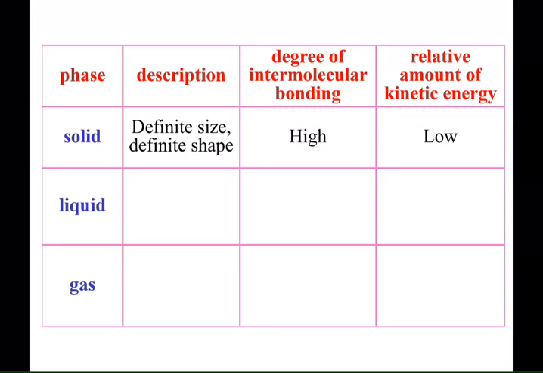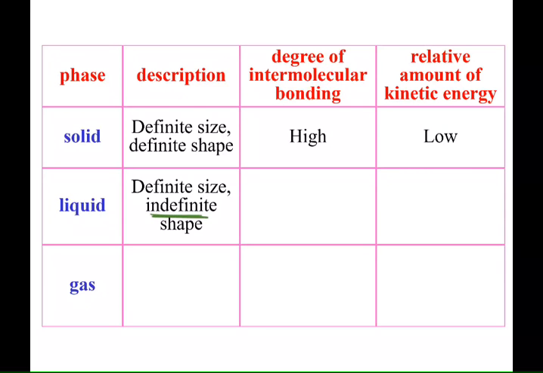So what would we say about liquids? Well, a liquid's size is stuck, but liquids take on the shape of their containers. So the shape of liquids is what we say indefinite. See how that works? We have an indefinite shape. They take on the shape of their container. The next two, how much intermolecular bonding and how much kinetic energy we have, I just put moderate.